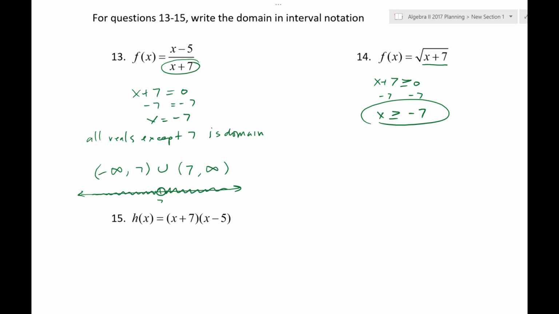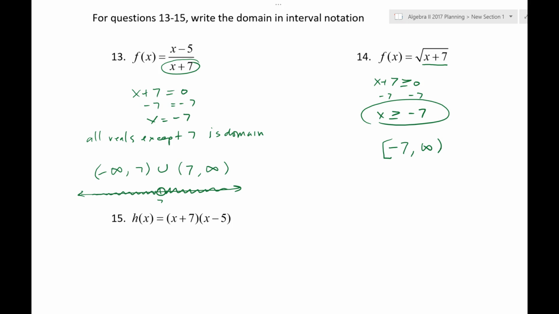But this is asking for interval notation, and so we're going to start with negative 7. Negative 7 actually works. You're allowed to take the square root of 0. So we can go ahead and put that number in, and then it's going to go all the way up to positive infinity.